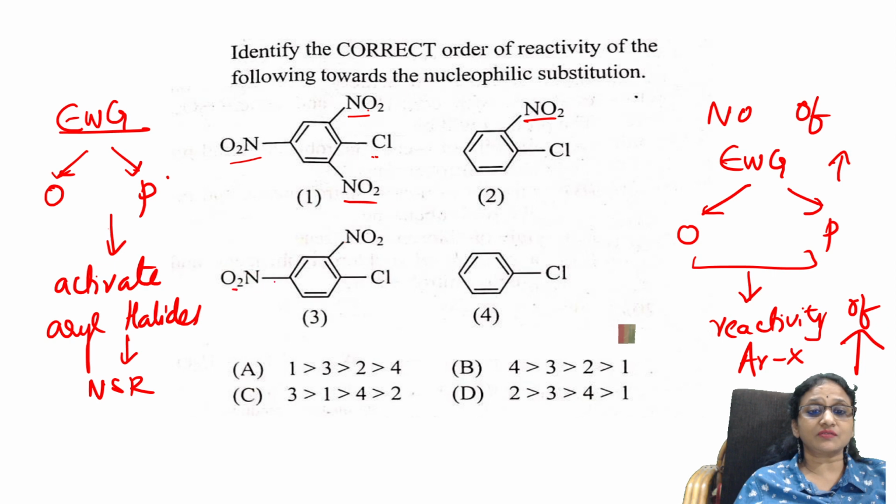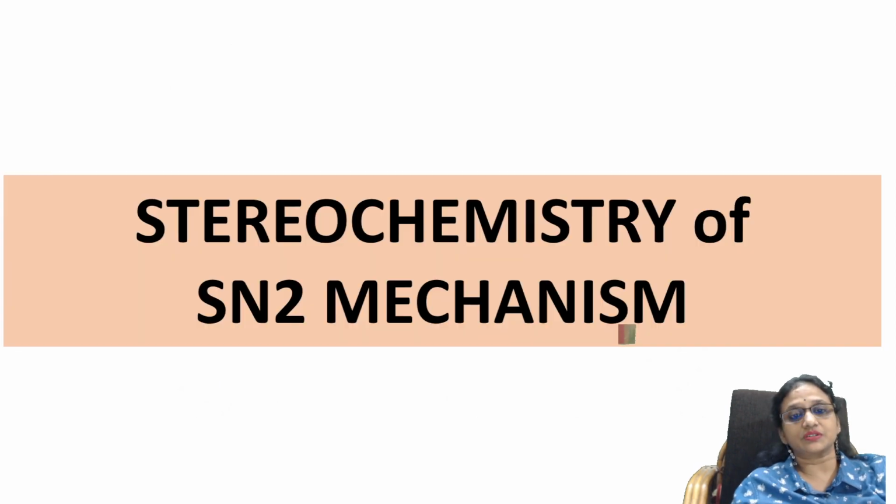In this case, two are there. So electron withdrawing groups are more, right? So the reactivity towards NSR increases. See, the most is 1. Then comes 3. Then comes 2. Then comes 4. Easy? Next question.